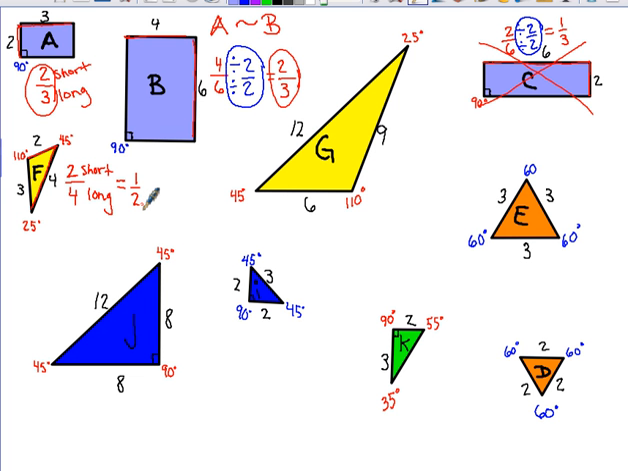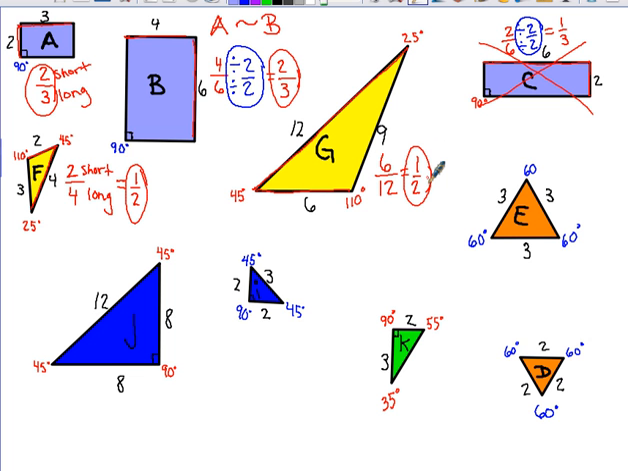If I go to G, again I need to do corresponding sides, so since I did the short side on this one, I need to pick the short side on this one, which looks like a 6. And since I did the longest side in figure F, I need to pick the longest side in figure G, which is 12. So this one has a ratio of 6 to 12, which also reduces to 1/2. Now I can see that they have equivalent ratios.